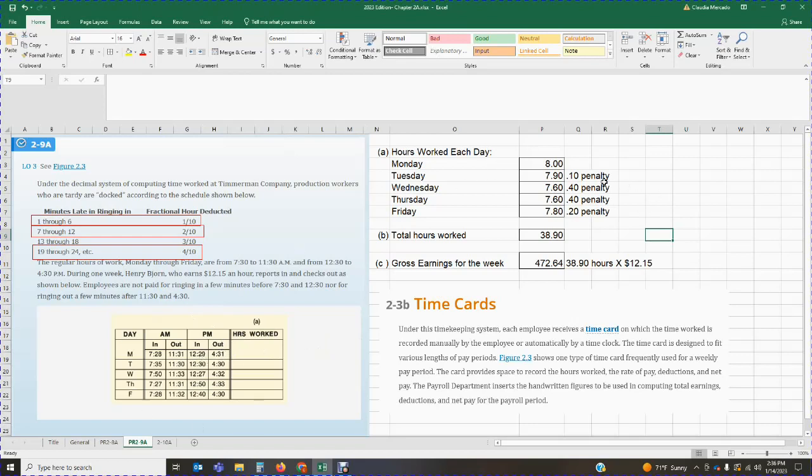Okay, so this is how we calculate the daily hours worked using a decimal system of computing time. Okay, we figured out how many hours were worked, less the penalties of arriving late. Okay, and then the total hours worked for the week. Once we got the total hours for the week, we simply multiplied it by the rate, and then that gave us our gross earnings for the week.